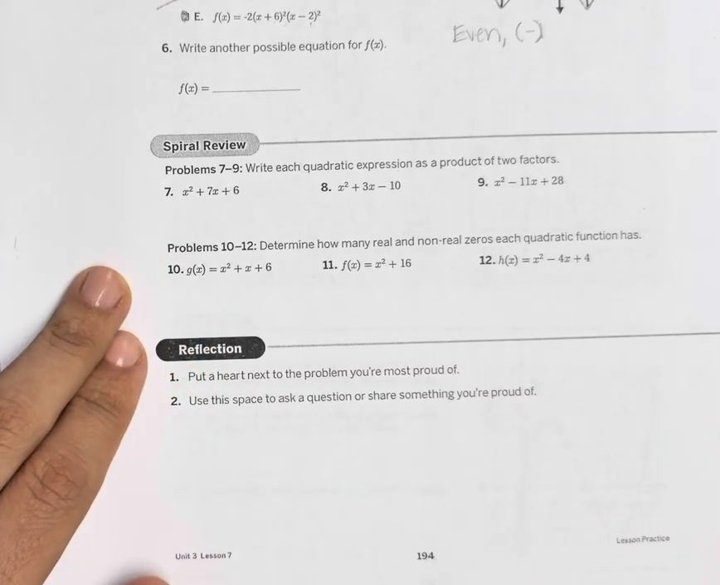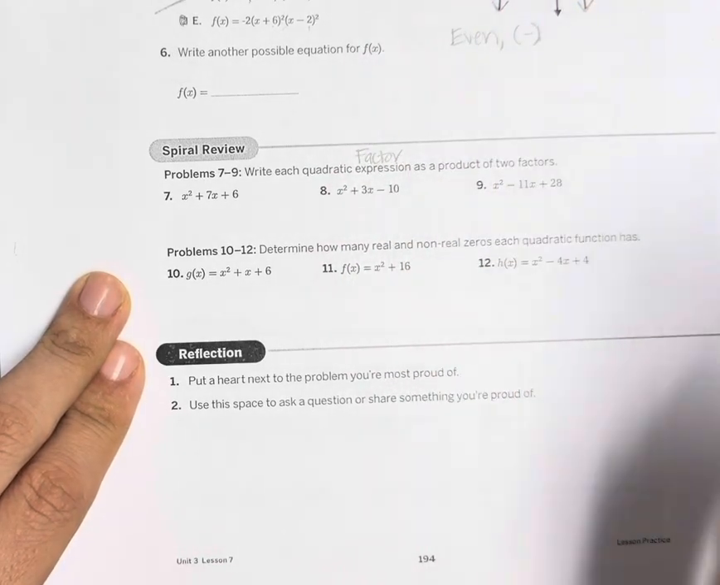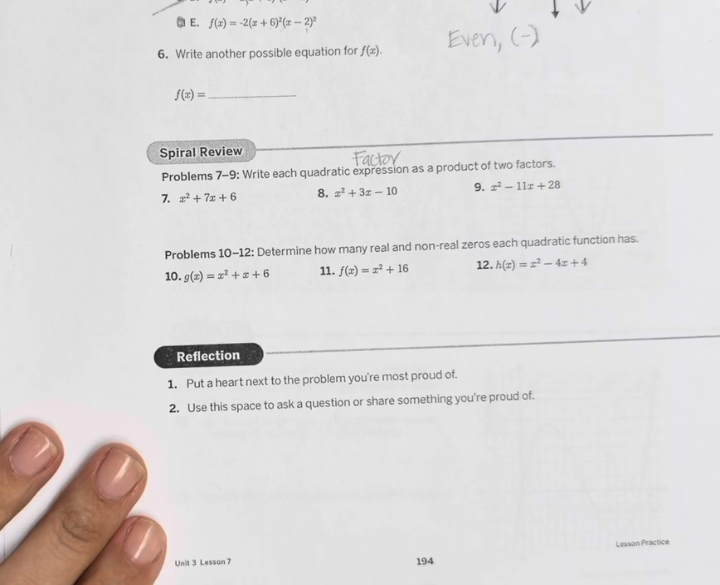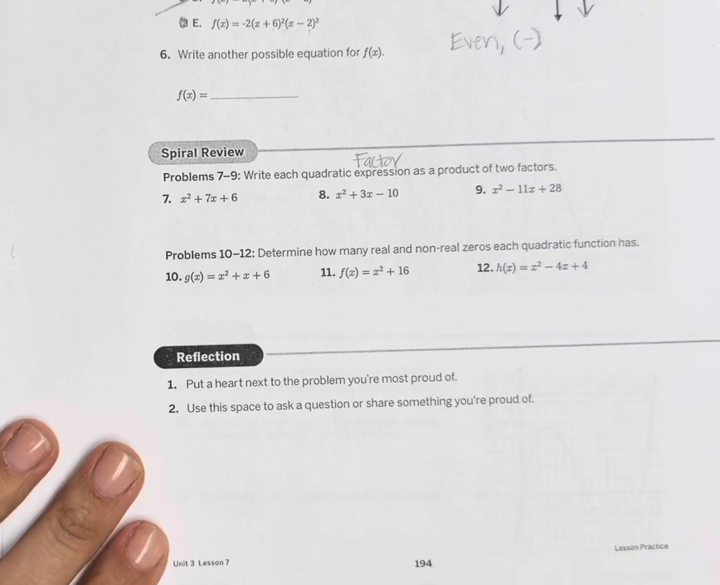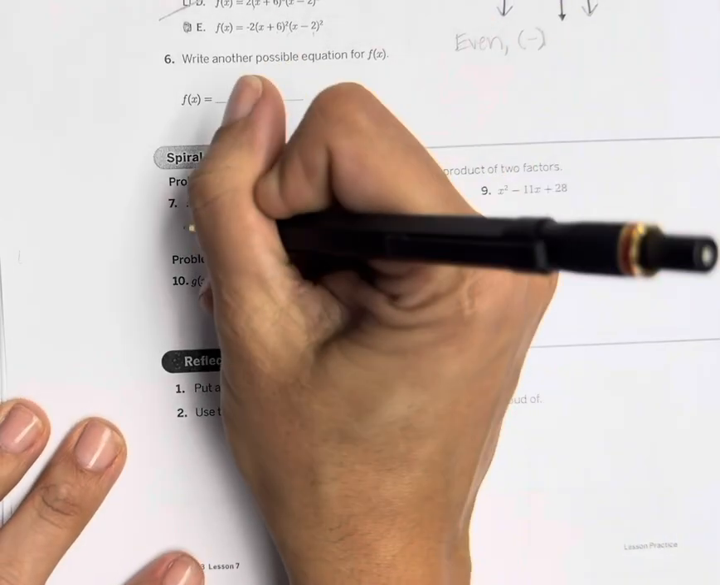Spiral review. Write each as a product of 2 factors. What does that mean? That means factor. You guys, I'm not gonna do it. I got videos on this. I've done a million of these. Go watch the old videos. Learn how to do it if you don't already know how. Then come back and try this, please. All right? I could give you the answers.